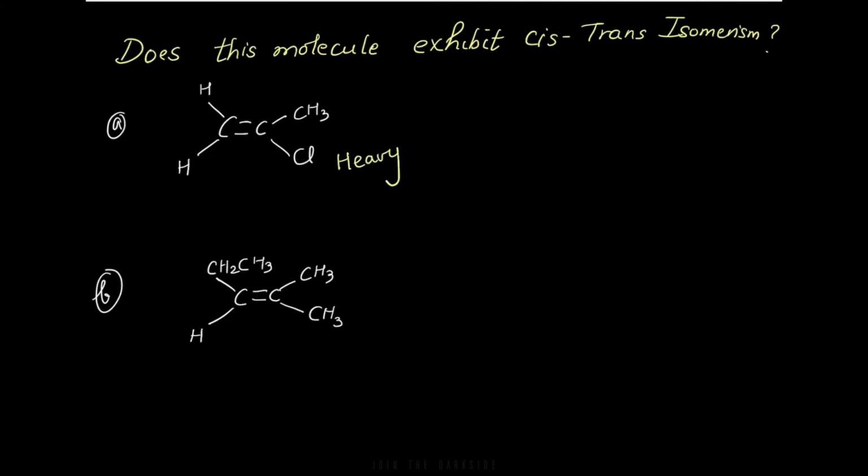chlorine. Now let's go on to the left side and assign which one. Here you have two groups that are exactly the same. So in that case, it's not going to exhibit cis or trans configuration. This particular compound cannot exist in cis and trans configuration because you cannot assign the priority for the groups.